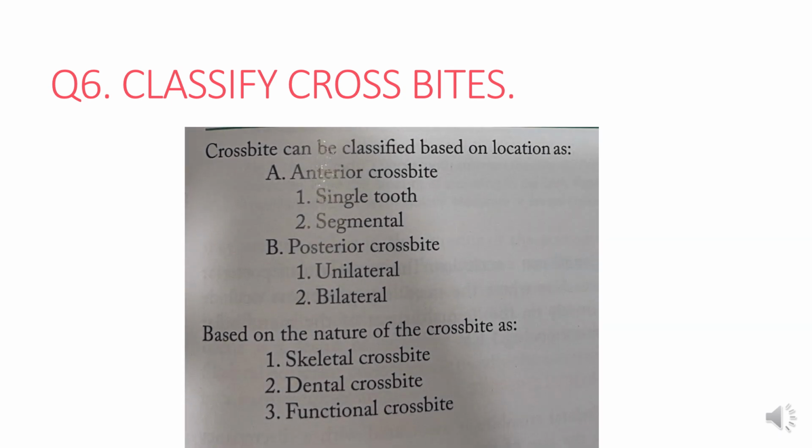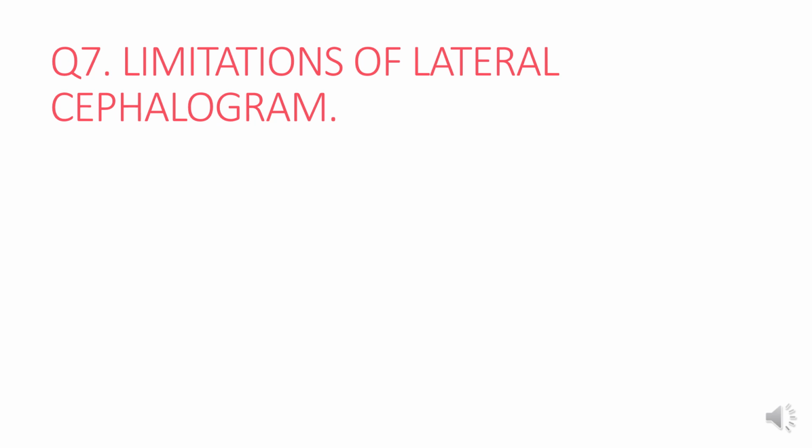Question number 6 is classify crossbites. Crossbite can be classified based on location as anterior tooth crossbite and posterior crossbite. Anterior crossbite can be further classified as single tooth or segmental, and posterior crossbite are further classified into unilateral and bilateral. Based on the nature of the crossbite, they can be skeletal, dental, or functional crossbite.